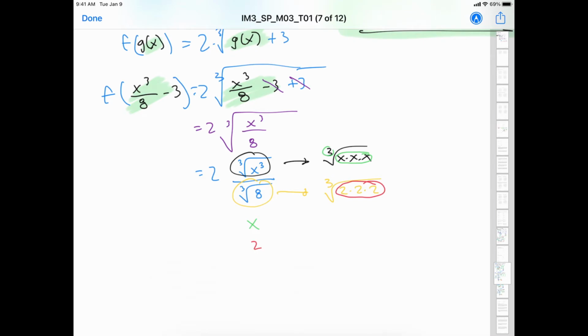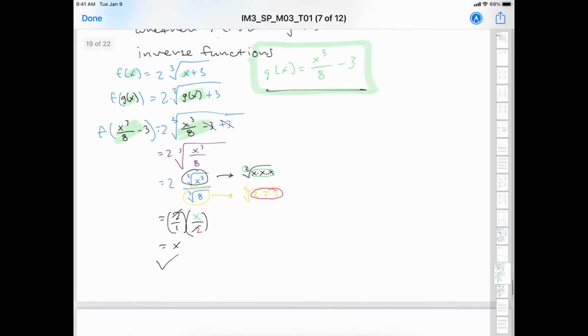So you have 2 times x over 2. Make this a 1, and then your 2's will cancel, and it's equal to x. Very good, right? All right, let's try it the other way now.